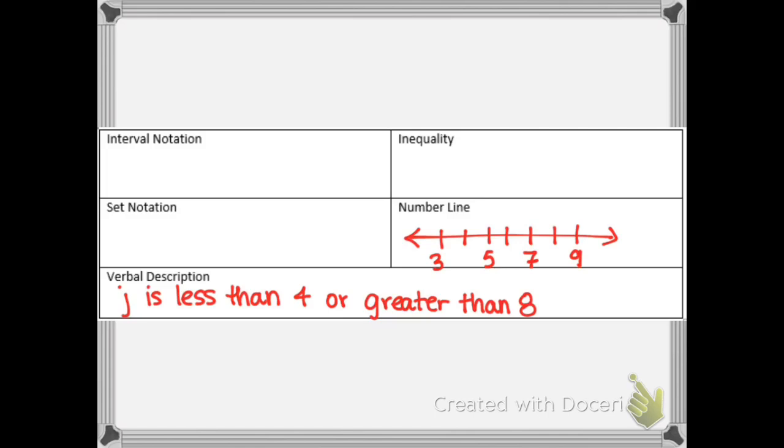So changing color again. I'm going to go to the 4 and put an open circle because it doesn't say less than or equal to, it just says less than. And let's just pay attention to that part of it first. If J is less than 4, it's going to be from 4 to the left side of the number line forever. J is less than 4. Or J is greater than 8. So we're going to go over here to 8, put an open circle again because it doesn't say anything about being equal to, and we're going to shade to the right forever.